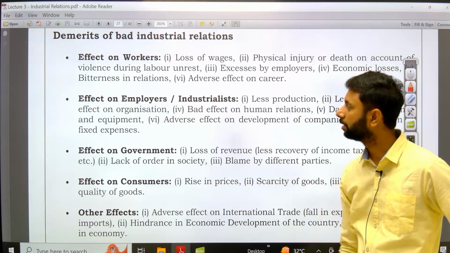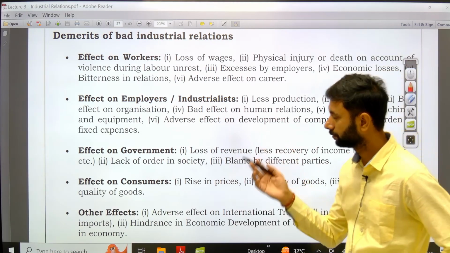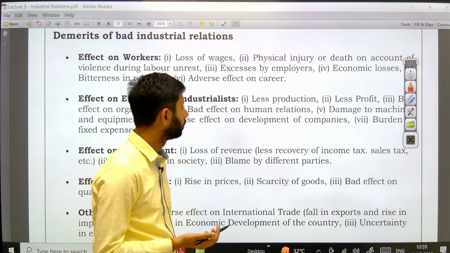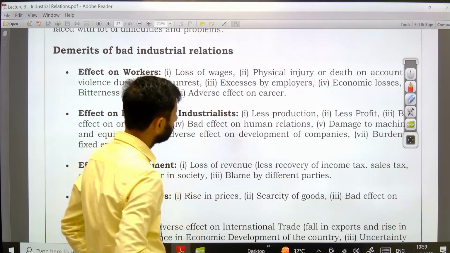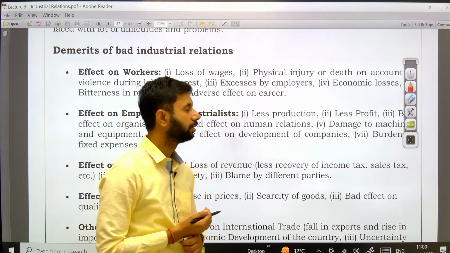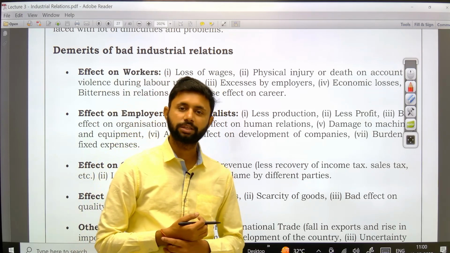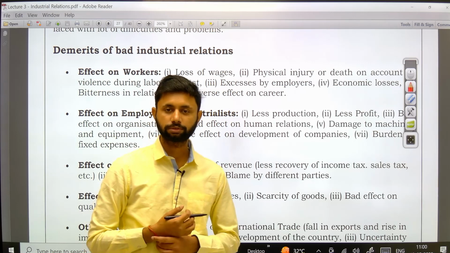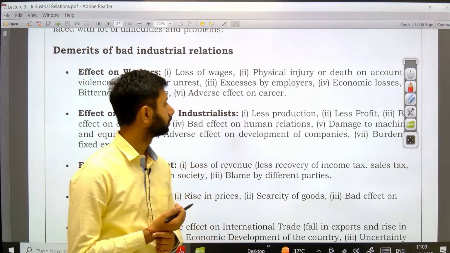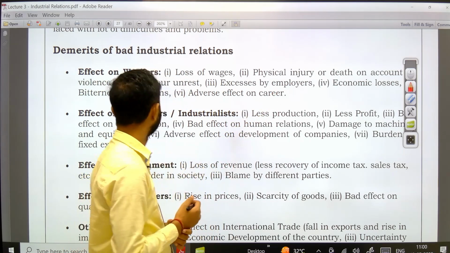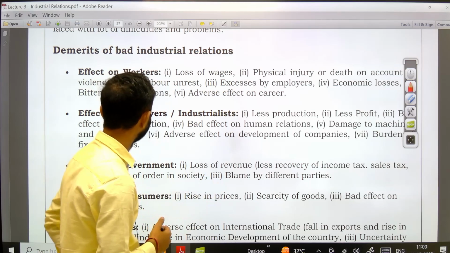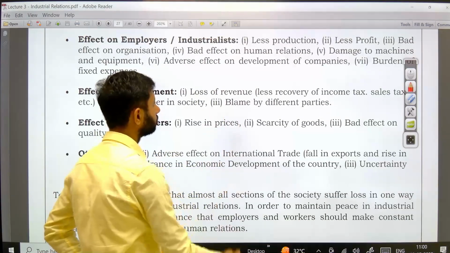Demerits of bad industrial relations. Effect on workers: loss of wages. If the industrial relations are bad, that means management is not listening and even the government is not listening. So the loss of wages, obviously, because the management will try to increase its profit by reducing costs and the wages of workers are nothing but another cost center to the company. Okay. Physical injury, death on account of violence during labor unrest, excesses by employers, economic losses, bitterness in relations, adverse effect on career.